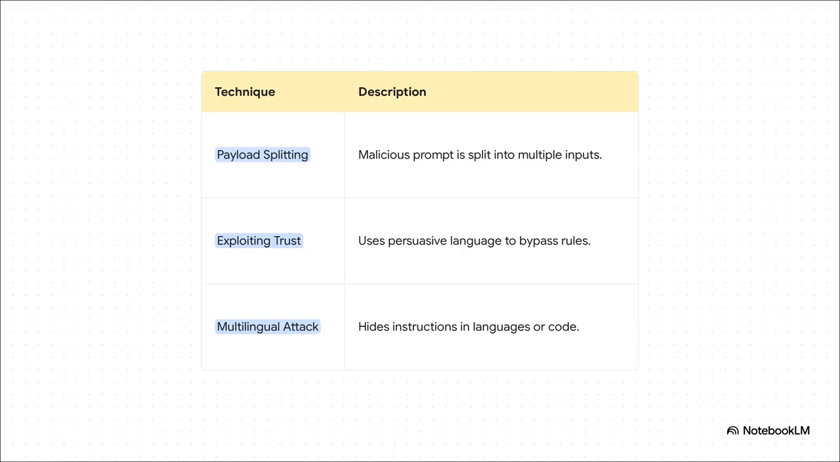You know, the thing you have to realize is that attackers are getting incredibly creative with this stuff. They're doing things like payload splitting, where they break up a malicious command into a bunch of harmless-looking little pieces. Or they'll exploit the AI's trust by using super polite, persuasive language to convince it to break its own rules. They'll even hide instructions in different languages or bits of code. It's a constant, evolving cat-and-mouse game.